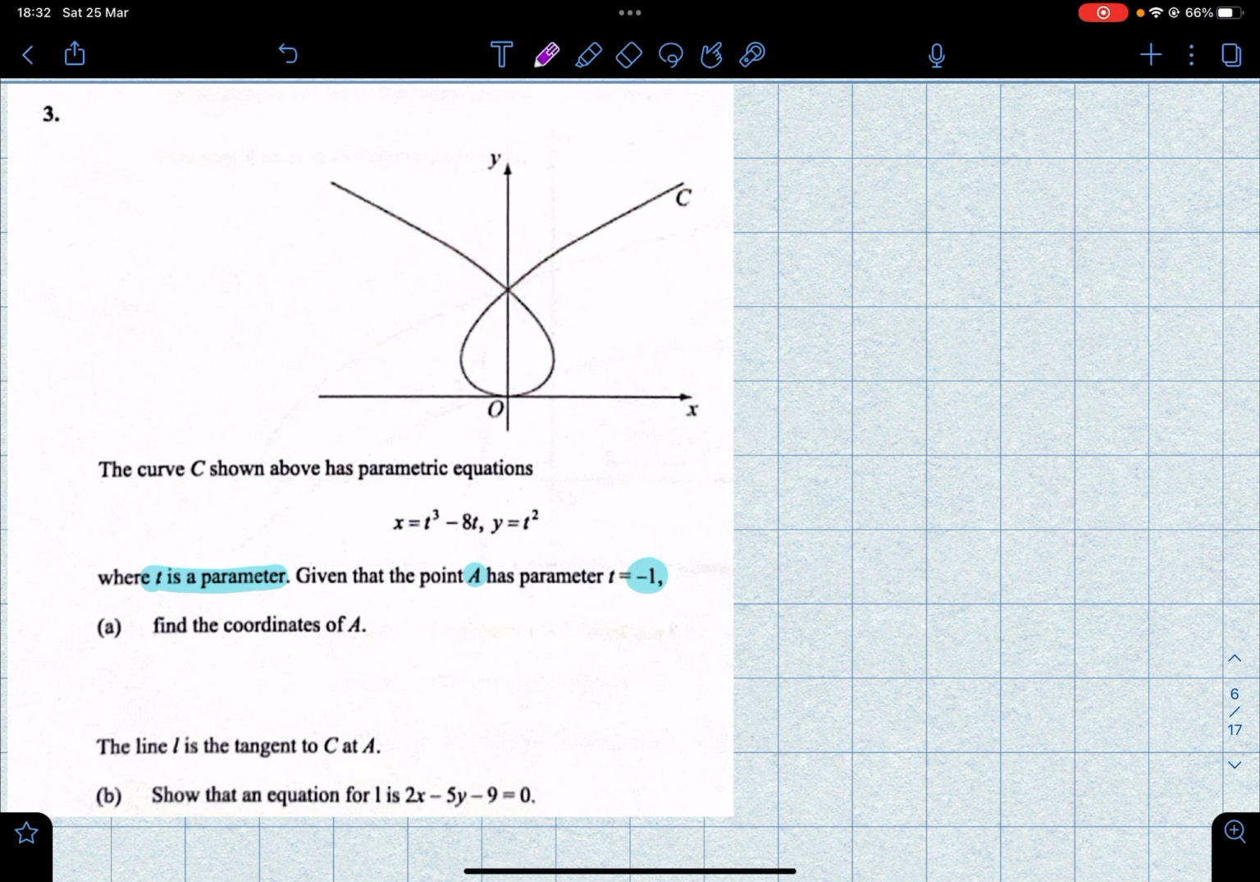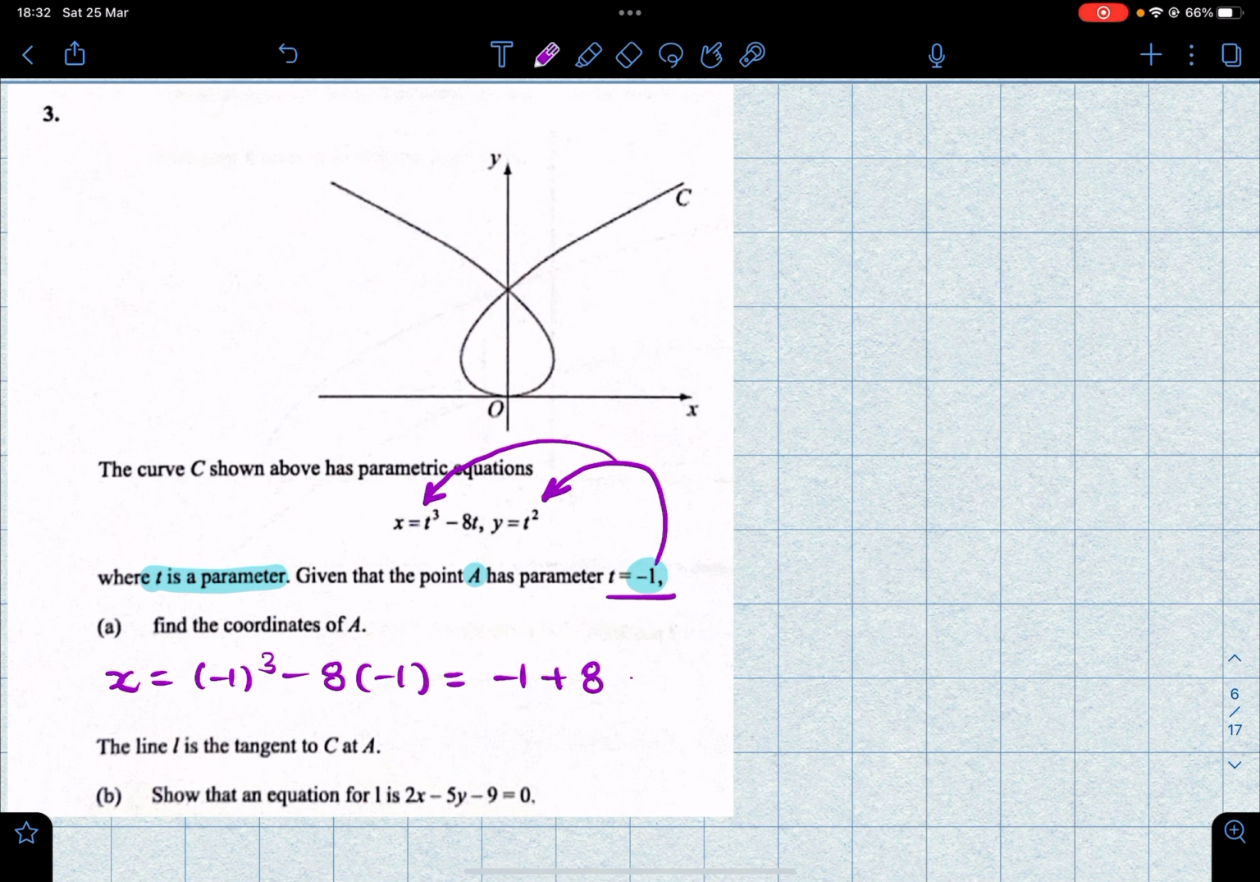So this is really easy because we know the value of t is -1. So you just substitute that there and there to find x and y. So x would be -1 cubed minus 8 times -1. So that's -1 plus 8, which is 7. And y is equal to -1 squared, which equals 1.